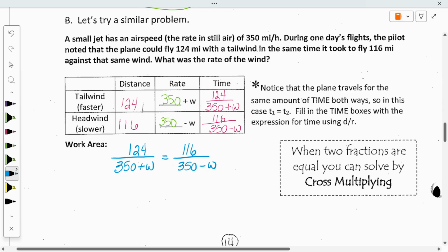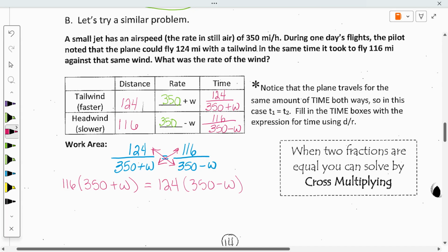So this is cool because it's not an addition or a subtraction problem. It's a proportion. It's a cross multiply. So I don't have to get rid of the denominators. I don't have to do any canceling. So I just have to distribute, right? Cross multiply. So I have to figure out what 116 times 350 plus W is and set it equal to 124 times 350 minus W.